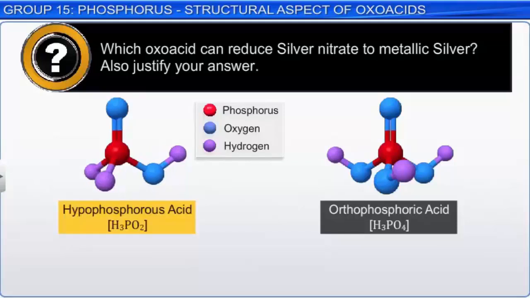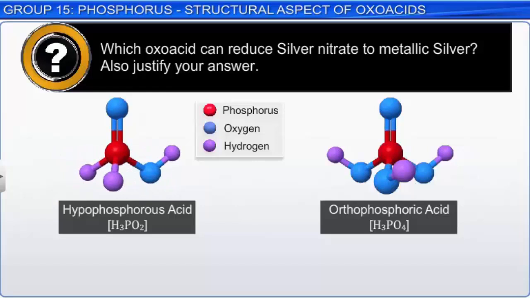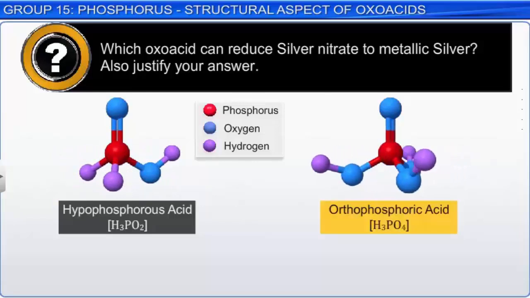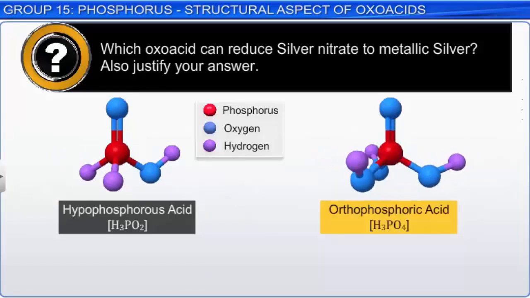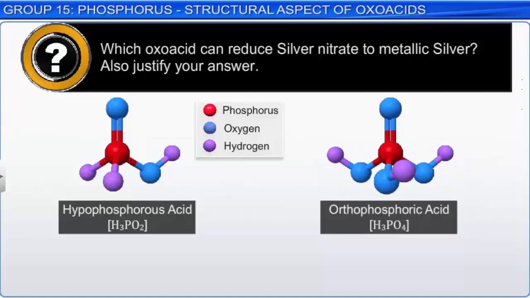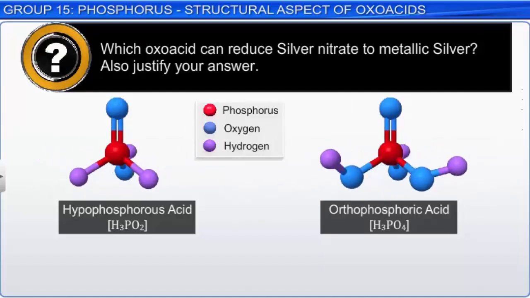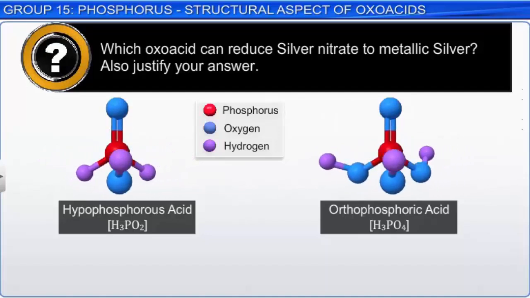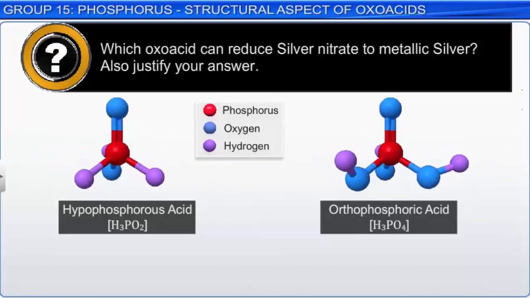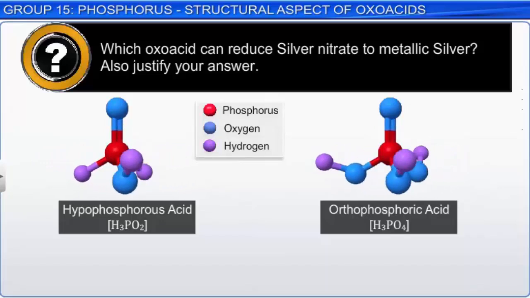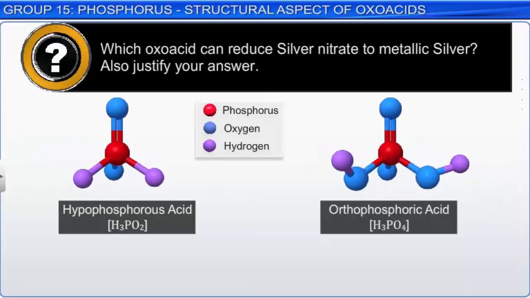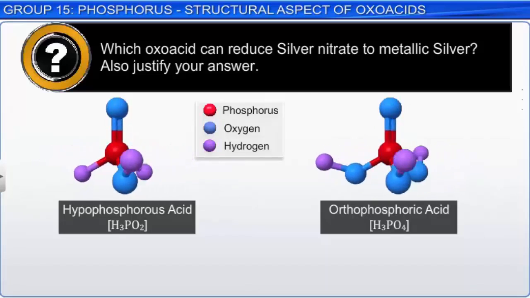Examine the structures of hypophosphorus acid and orthophosphoric acid. Of these, which oxoacid can reduce silver nitrate to metallic silver? Also justify your answer. Try to answer this question on your own before looking at the answer.